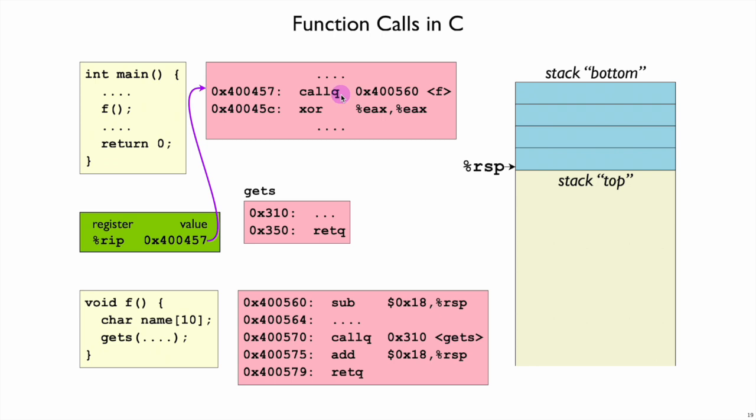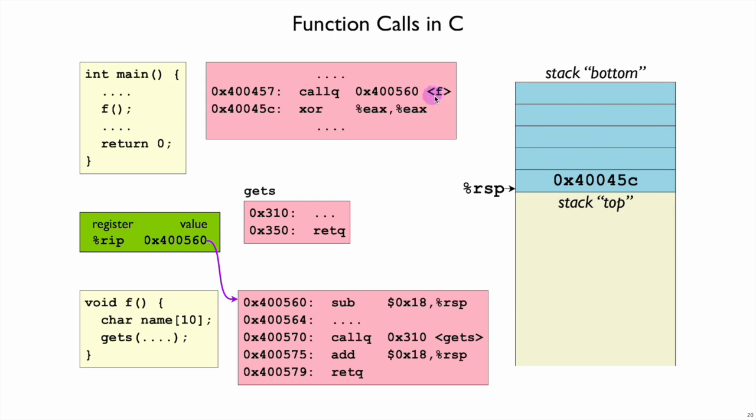and the effect of the callq instruction is both to change the instruction pointer to the destination. Here, this comment says f is located at this address, hex 400560. Callq does that, but it also takes the address of the next instruction after callq and pushes that onto the top of the stack. That is, it decrements the stack pointer by a word or 8 bytes and writes the address of the instruction after the call into the space it just made.